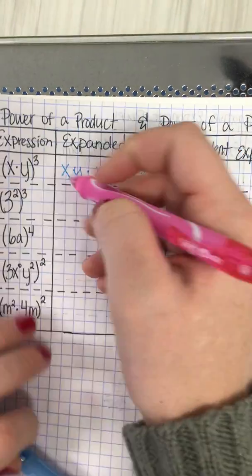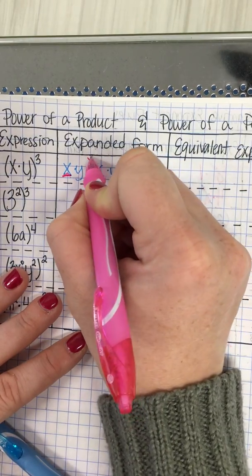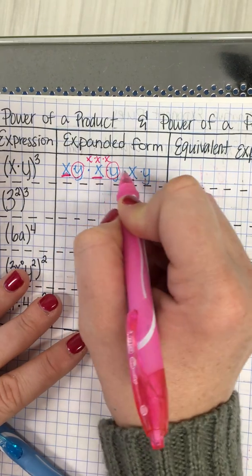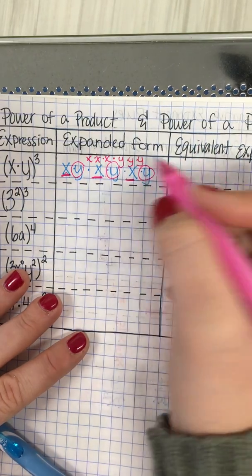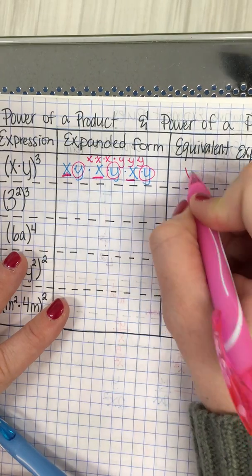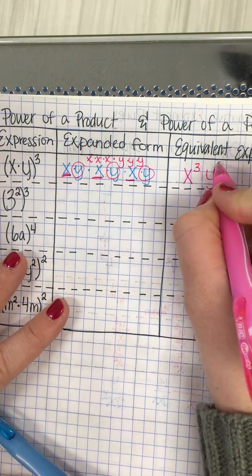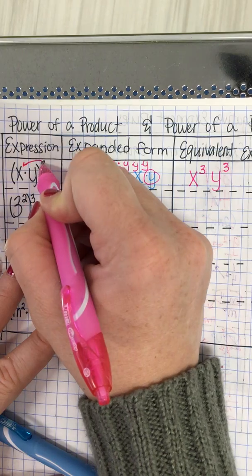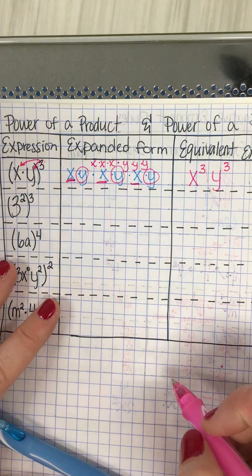Now, we have x, x, and x. So we have x times x times x. Then we have y times y times y. So then I could write it, since there are 1, 2, 3 x's, I could say x cubed. Since there are 1, 2, 3 y's, I could write it as y cubed. Remember, based on our foldable, we just said you have to make sure that both parts get that cubed.